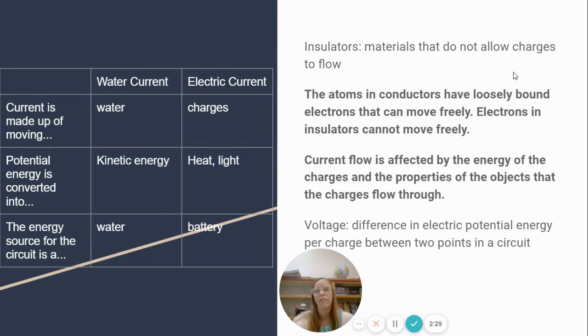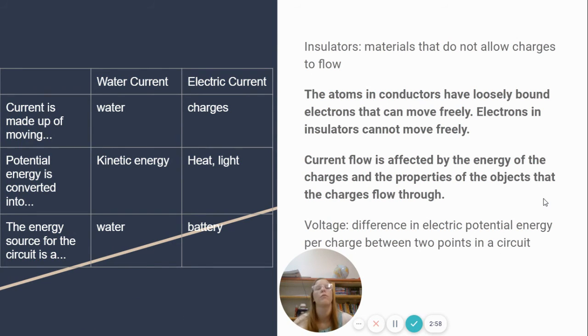So we have our chart over here. We have a water current and an electric current. A water current is made up of moving water. Electric current is made up of moving charges. In a water current, potential energy is converted into kinetic energy. In an electric current, potential energy is converted into heat and light. The energy source for the circuit of a water current is water. The energy source for the electric current is a battery.